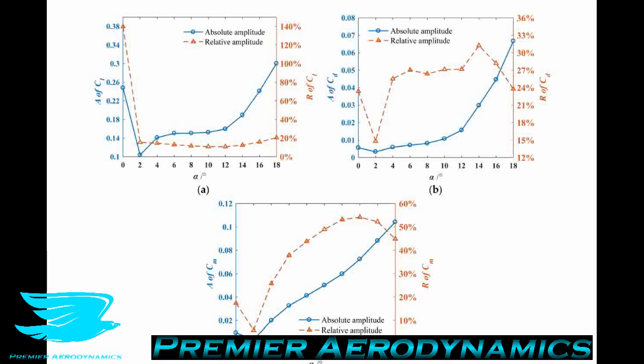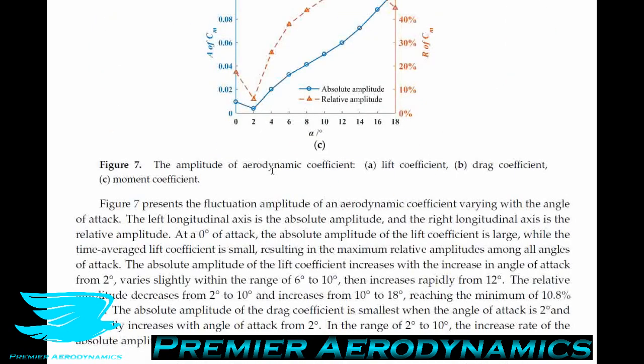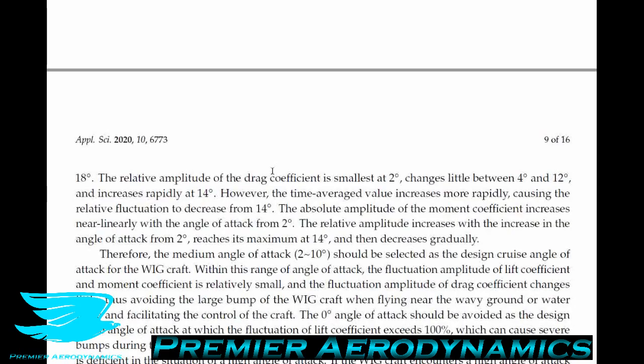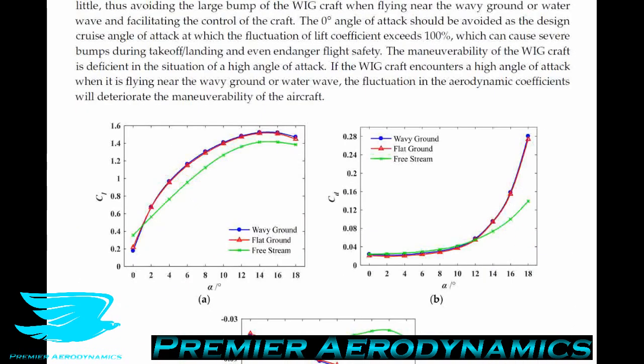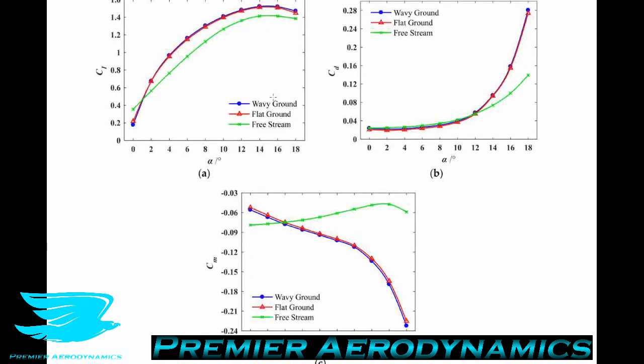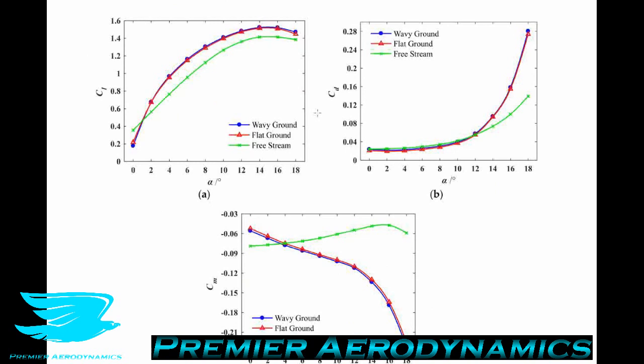And if you were to just time average everything out and not care about the fluctuations, and then compare the effects of the wavy ground on the ground effect with when you just have a regular flat ground, you'd see what they have in figure 8 here. So here they have the ground effect of this NACA 4412 over flat ground, which is this red line. Then they averaged out the ground effect over the wavy ground, which is the blue line.